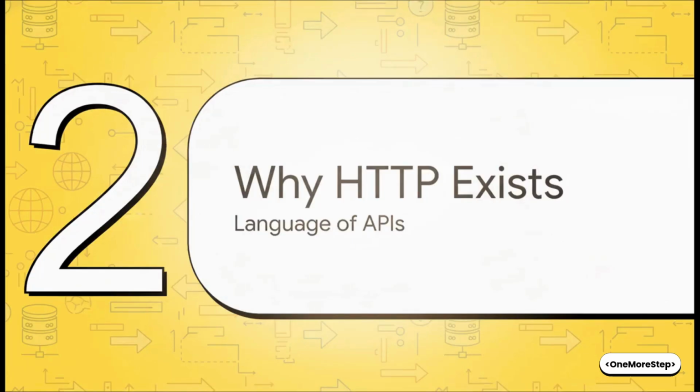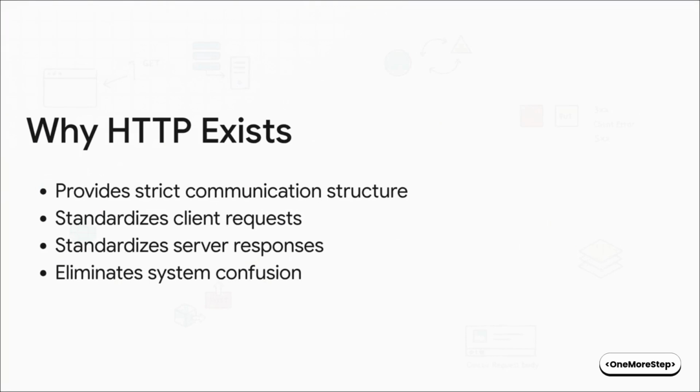Part 2. Why HTTP exists. The language of APIs. You see, modern applications aren't just single blocks of code anymore. They are dozens of independent systems all trying to interact at once. HTTP exists to provide a strict, universal language that allows independent software systems to communicate without ambiguity. By standardizing the requests coming from clients and the responses going back from servers, it completely eliminates confusion between disparate software systems. It's essentially the universal translator for the web.